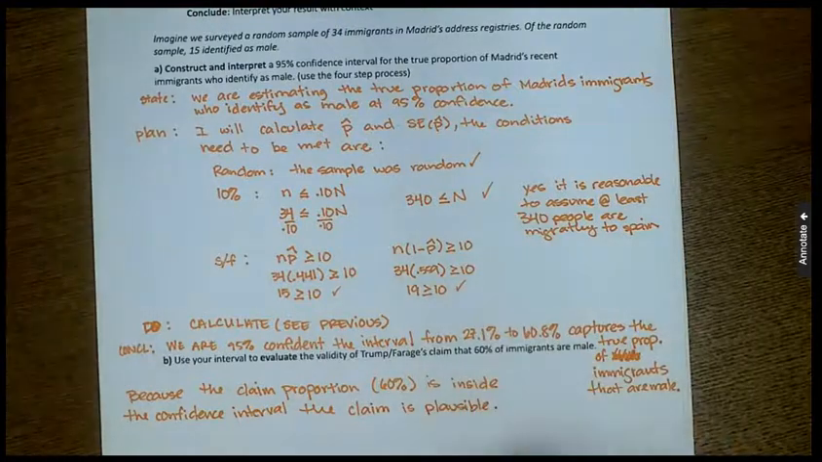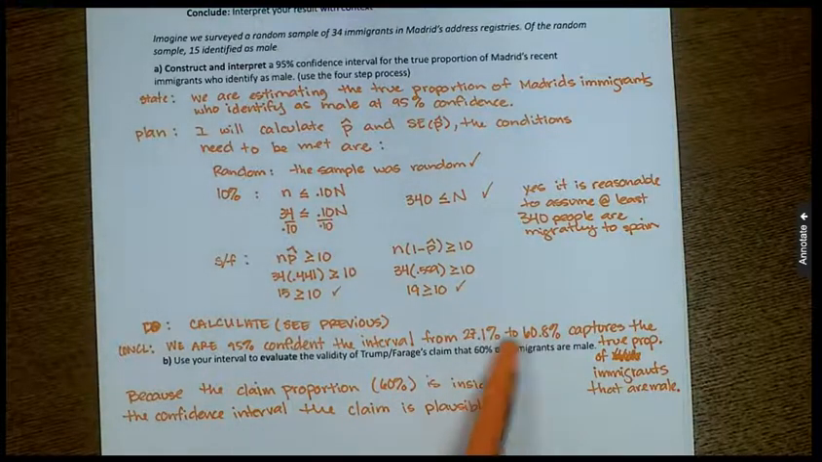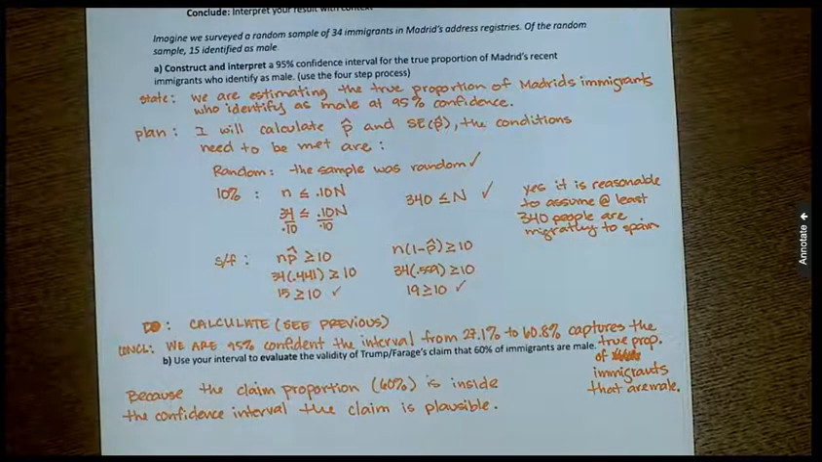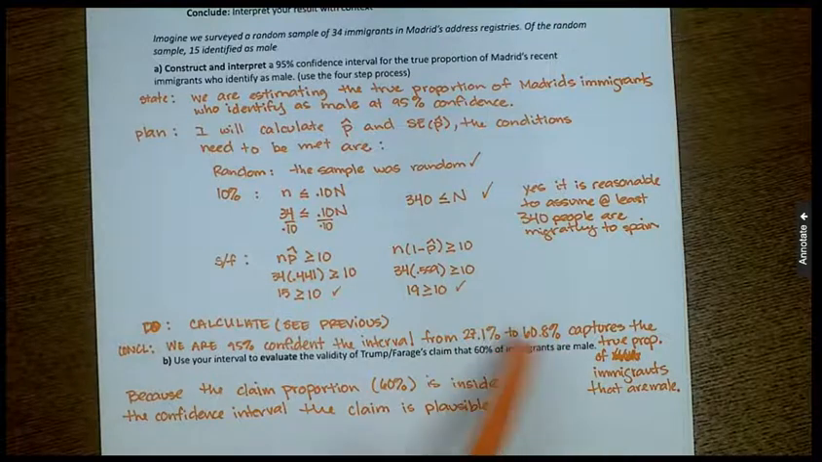So we don't have sufficient evidence to reject the claim, because their claim is within the interval we came up with. If they were claiming 65% or 70%, we would say that we don't have enough evidence to support that claim being plausible, but right now it is plausible because it is inside of our range.